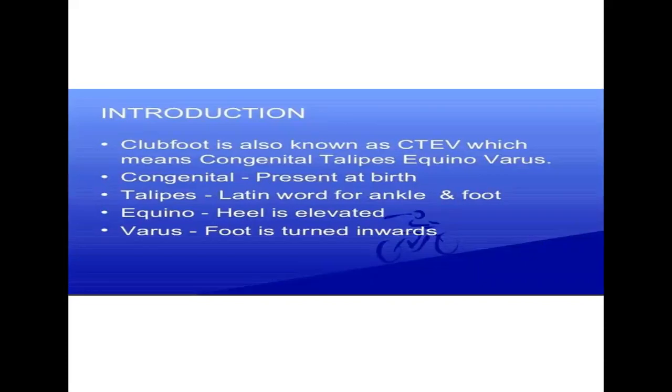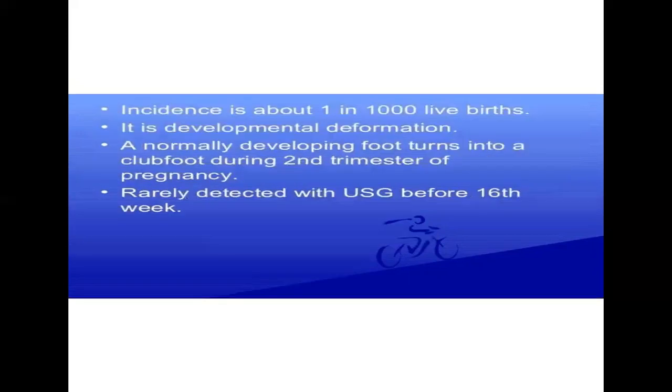Introduction. Clubfoot is also known as CTEV, which means congenital talipes equinovarus. Congenital means present at birth, talus is the Latin word for ankle and foot, equino means the heel is elevated, whereas the foot is turned inward. Incidence is about 1 in 1000 live births. It is a developmental deformation. A normally developing foot turns into a clubfoot during the second trimester of pregnancy, and is rarely detected with USG before the 16th week.